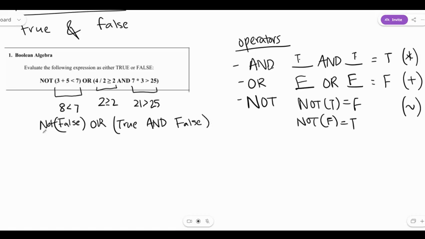And here, we know that not false is reversing false, so it will be true. And then true and false: for and, both of the sides have to be true in order for it to be true. But here we have one false, therefore this is false. Now we have true or false. Because we're using the operator or, this only requires one side to be true for the entire thing to be true. Therefore, the answer is true.